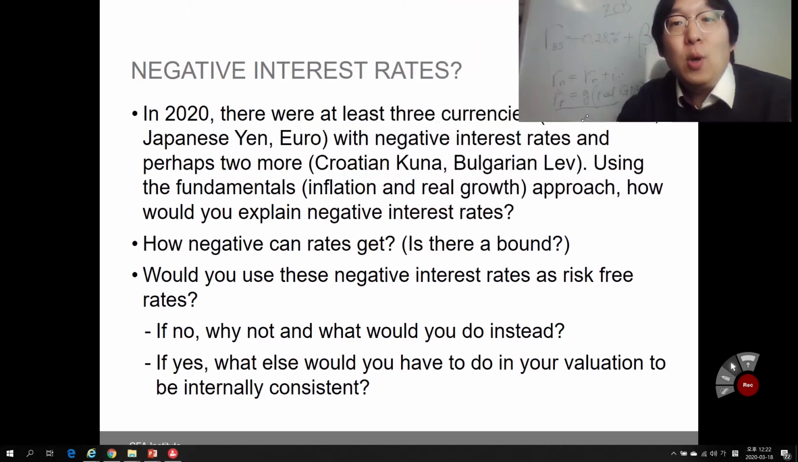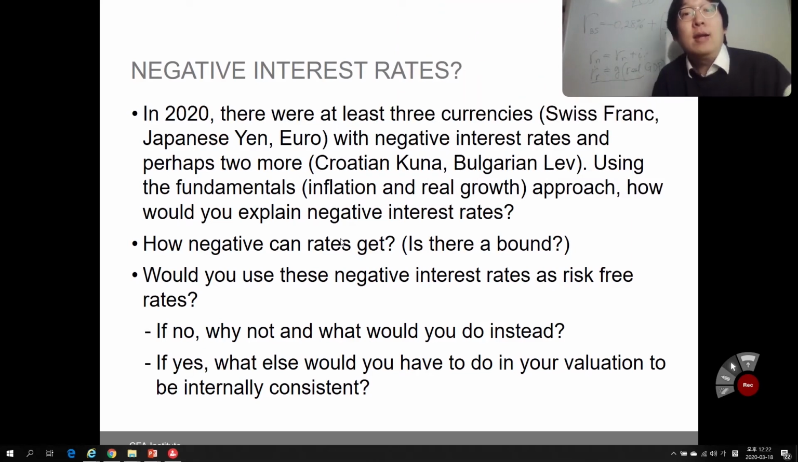In 2020, right, there were at least 3 currencies, Swiss franc, Japanese yen, and euro, with negative interest rates, and perhaps 2 more, Croatian kuna and Bulgarian lev. Bulgarian currency, wasn't it Bulgaria or anything? No, Bulgarian lev, right?